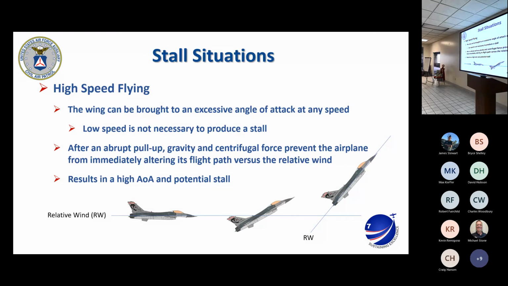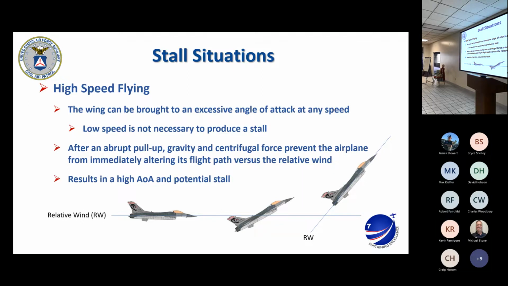High speed stalls, different story. You don't have to be slow to stall, and your wing can be brought to excessive angle of attack at any speed. In this particular scenario, you've got an airplane, and Craig, you talked about this already, flying along at a low angle of attack. The center of gravity of the airplane is pretty much flying along the same line as the relative wind. That's a definition of low angle of attack. You yank back on the stick, say at 150 knots in the Cessna, what happens? Well, first, the nose comes up and your wings come off.